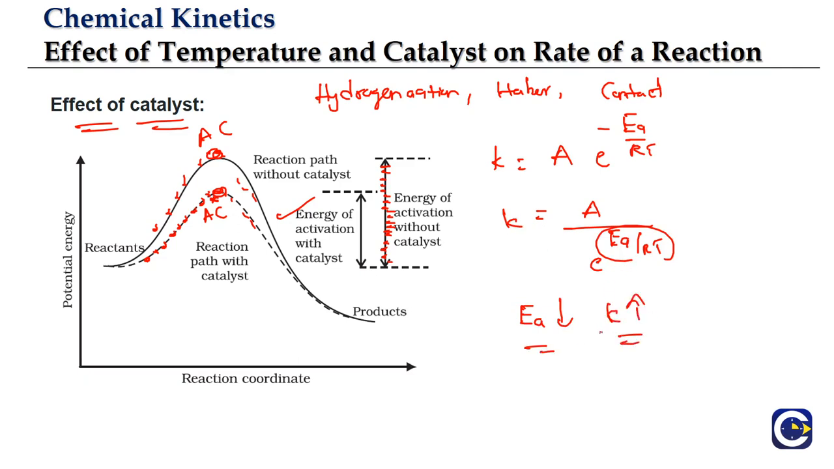So the effect of catalyst on rate constant will happen because the catalyst will be able to alter the path in a way where the activation energy value will be lowered. So this is how a catalyst will be able to speed up the rate of the reaction, because it is going to increase the rate constant K value. So this is about the effect of catalyst on the rate of the chemical reaction.